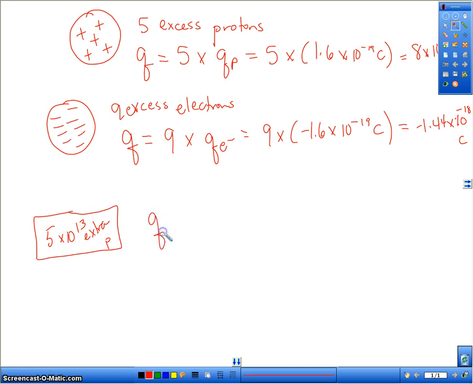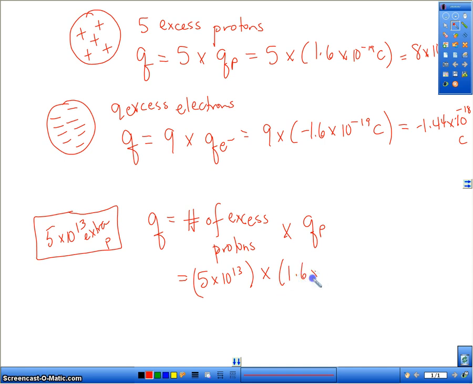So if I wanted to figure out the charge of that one, I would just use the number of excess protons times the charge on a proton, just like I did up here, except the number of excess protons is a lot more complicated than just 5. It happens to be 5 times 10 to the 13th. I still multiply that times the charge on a single proton. So when I multiply those two numbers together in my calculator, 5 times 10 to the 13th times 1.6 times 10 to the minus 19th, I get 8 times 10 to the minus 6 coulombs.